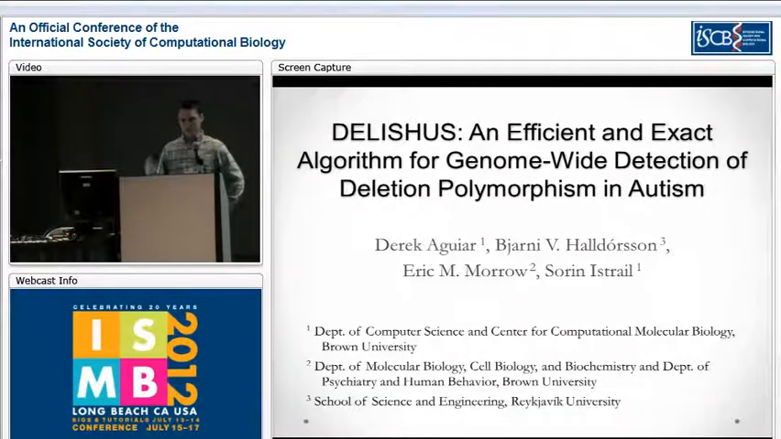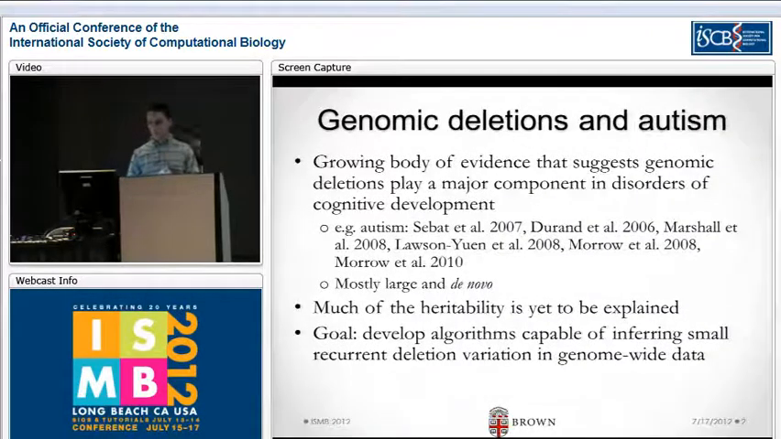Thank you very much for that. Yes, this is an algorithm for detecting deletion polymorphism in SNP data, and it's inspired by genomics of autism. This is joint work with Bjarni Halldórsson from Reykjavik University, Erik Morrow from Brown University, and Soren Israel from Brown.